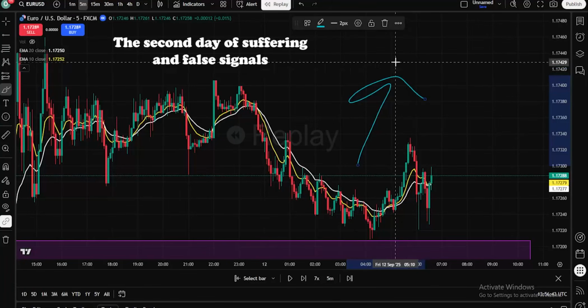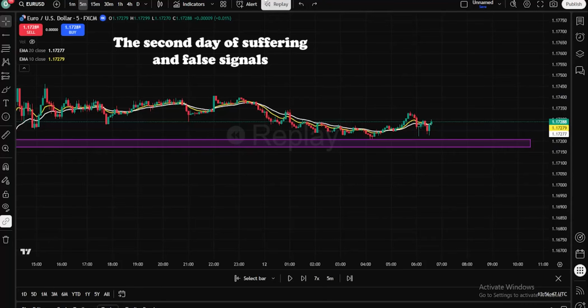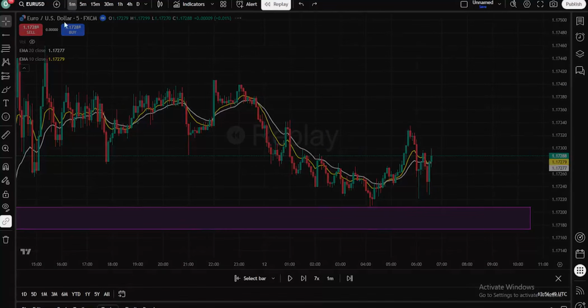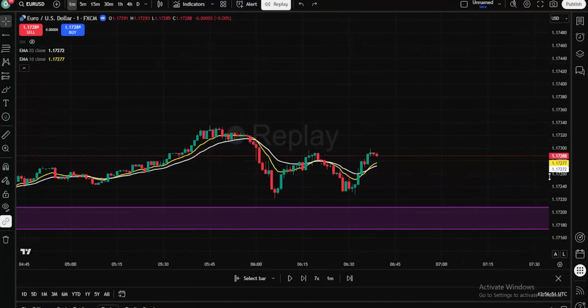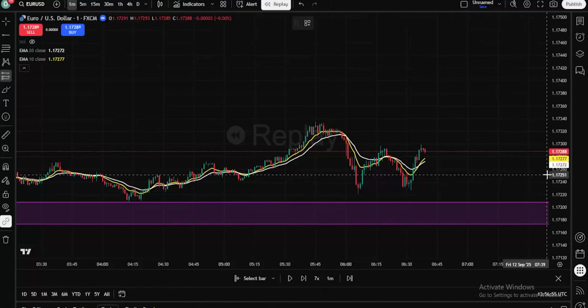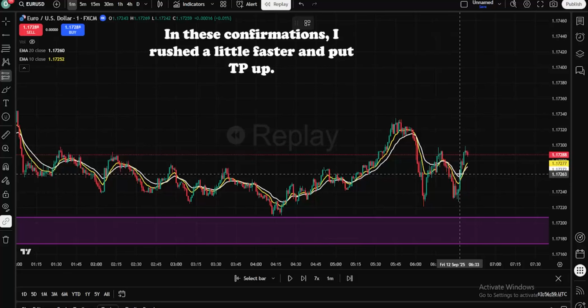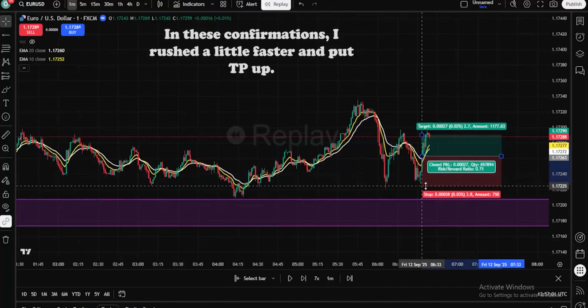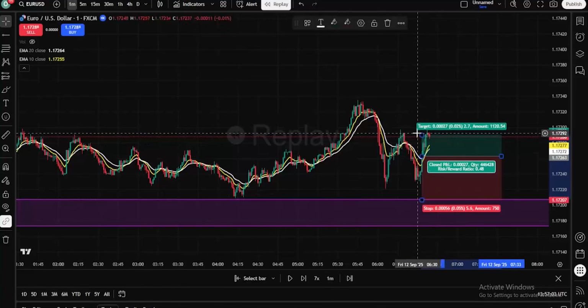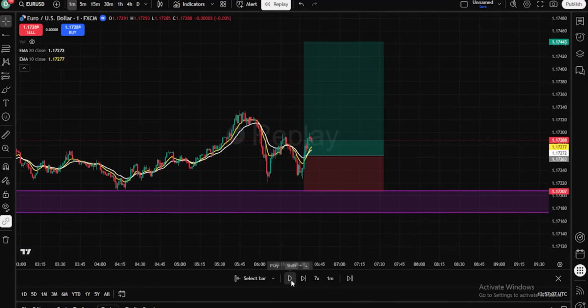Day 2, range market and fake signals. The second day was a completely different story. When I opened the chart, I noticed that the market had entered a range mode, neither a clear trend up nor down. It was just stuck between 2 levels. The 10 and 20 EMAs were crossing each other, but when you looked closely, you could see that the price had no direction at all, exactly where the EMAs give the most false signals.